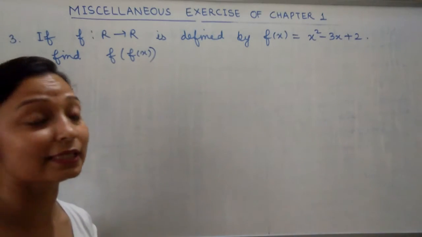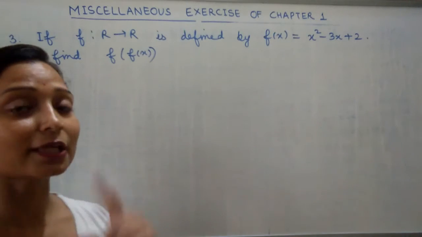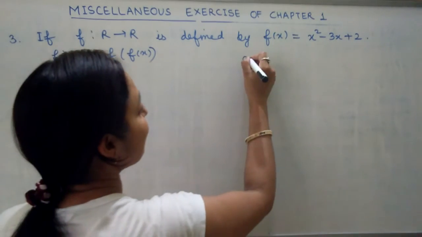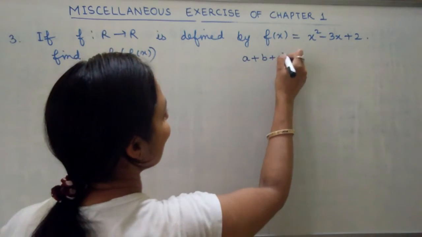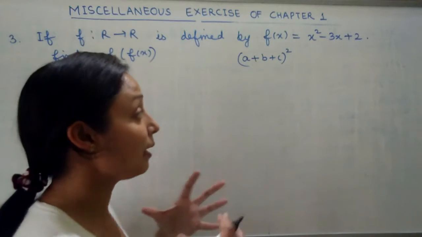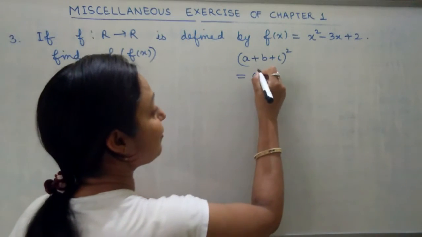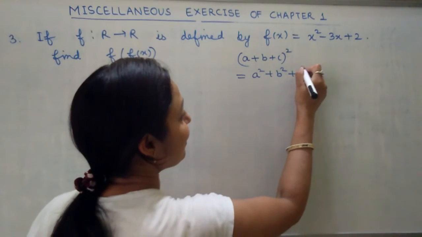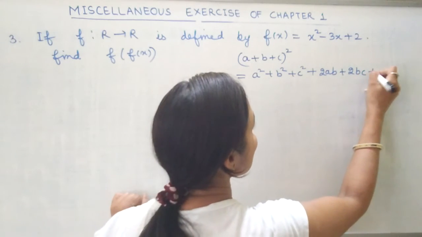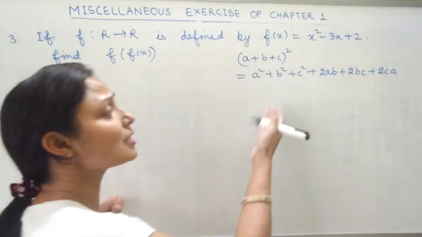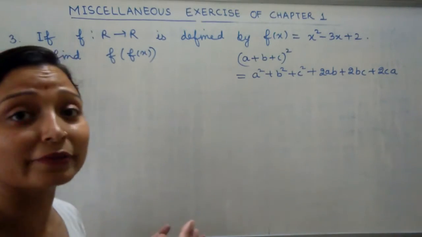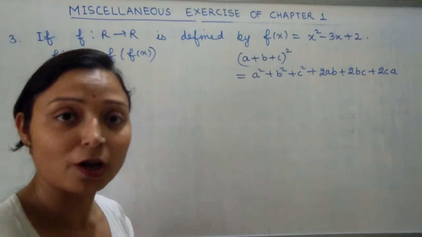That is very easy. Before starting the question, I will tell you one formula which you all have done in class 9. What is that formula? (a plus b plus c) whole square. Do you remember that formula? That is a square plus b square plus c square plus 2ab plus 2bc plus 2ca. Why have I told you about this formula? Let's start with the question and see if it is helpful or not.